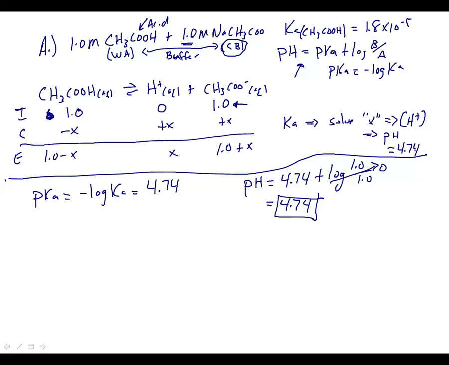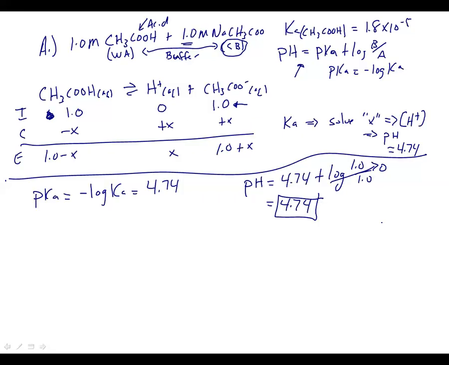Any questions on part A? Part A is just a straight old buffer type problem. Here we're now going to take this buffer that has an initial pH of 4.74, and we're going to add some acid to it. Just to double check, 0.1 molar HCl.